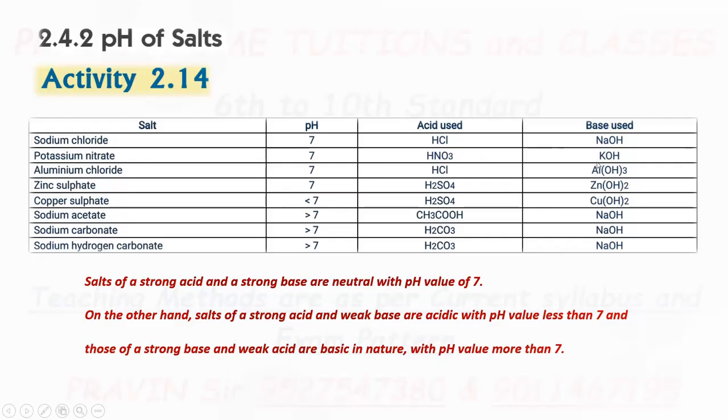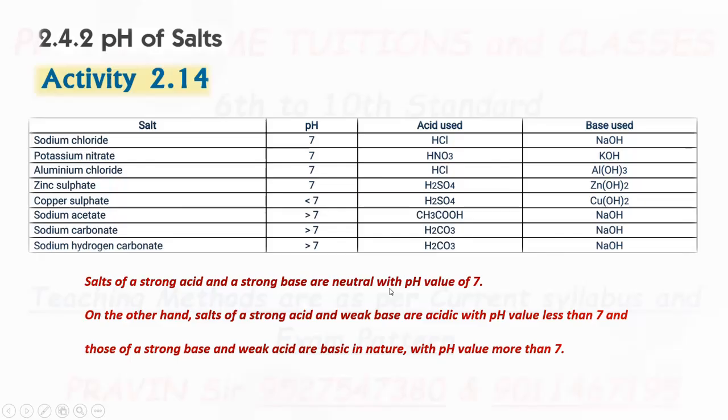These are strong acid, strong base. Aluminium chloride pH value 7, formed from HCl and Al(OH)3. Zinc sulfate pH value is 7, from H2SO4 and Zn(OH)2.